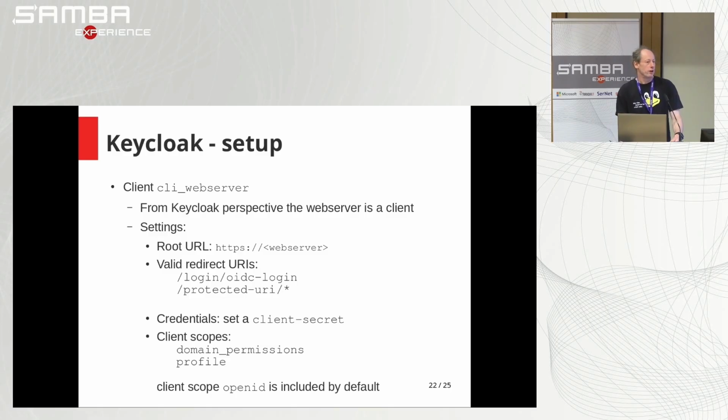The client web server setup in Keycloak needs the root URL of your web server, and then relative to that, the protected URIs. And as an extra scope, the domain permissions that we've just set up in the client scope.